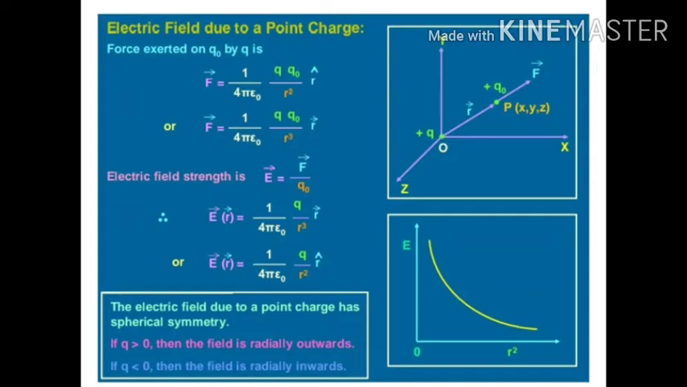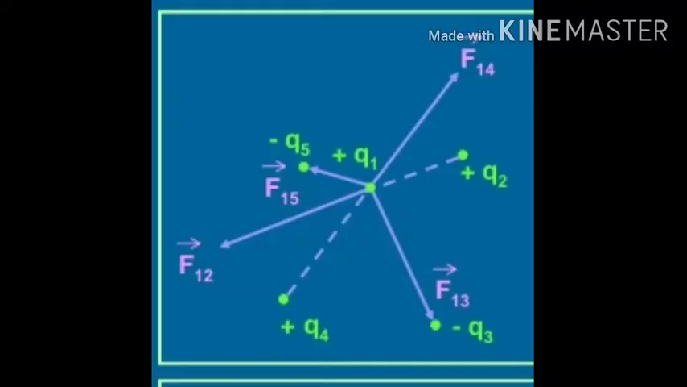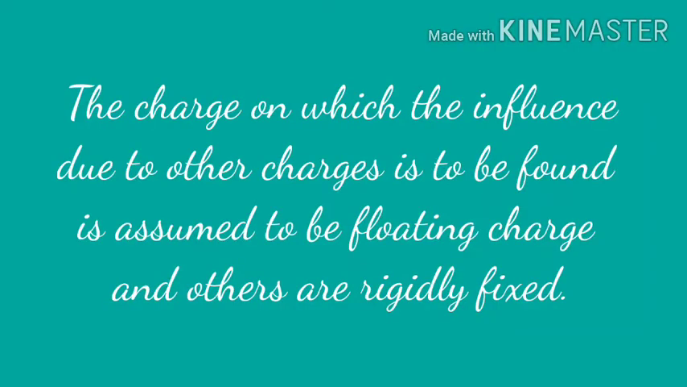Now number 3, superposition principle. The electrostatic force experienced by a charge due to other charges is the vector sum of electrostatic forces due to these other charges as if they are existing individually. That is, F1 is equal to F12 plus F13 plus F14 plus F15. The charge on which the influence due to other charges is to be found is assumed to be a floating charge and the others are rigidly fixed.